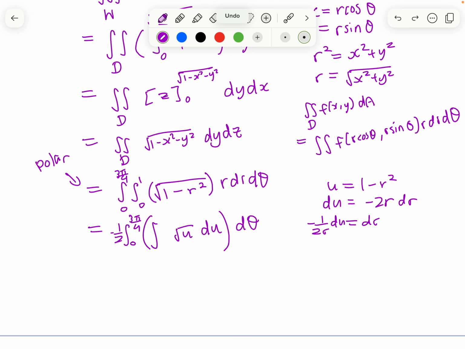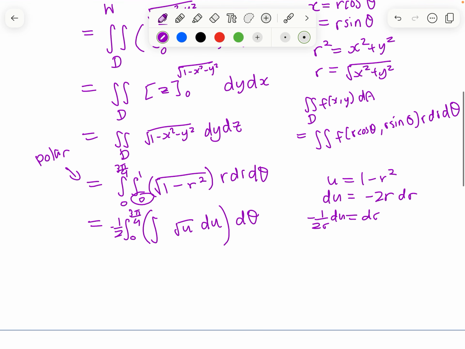And then for the boundaries, we can also change those. For 0, if we plug in r equals 0, 1 minus 0 is just 1. And for our other boundary, if I plug in r as 1, we get 0. So now I can solve this.